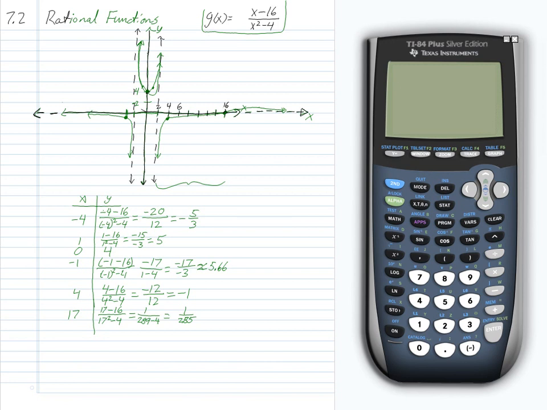Now finally, I already talked about our horizontal asymptote, so our vertical asymptotes are at positive and negative 2. So negative 2 right there, and positive 2. Now in the next video, we will plot a few additional points and complete the graph of this function.